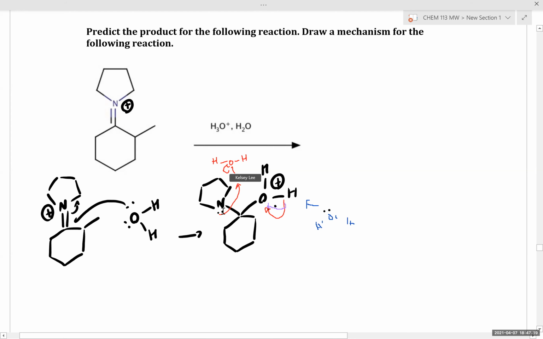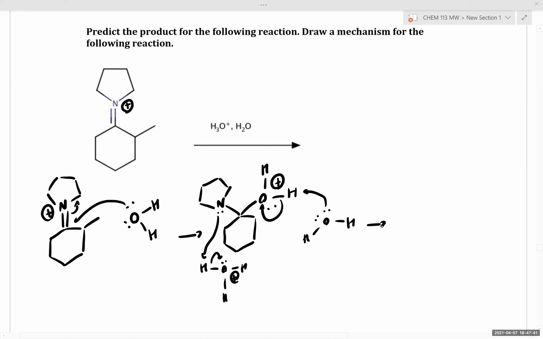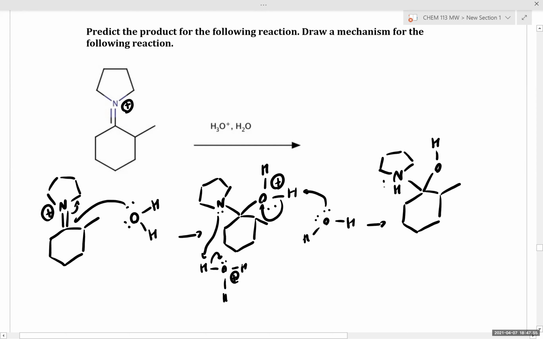Let me re-annotate that. To activate our amine as a leaving group, we're going to make the ammonium salt. And to free up a lone pair on oxygen, we're going to deprotonate our oxygen atom. That gives us the following intermediate. Now that we have this activated ammonium species, what is the next step?